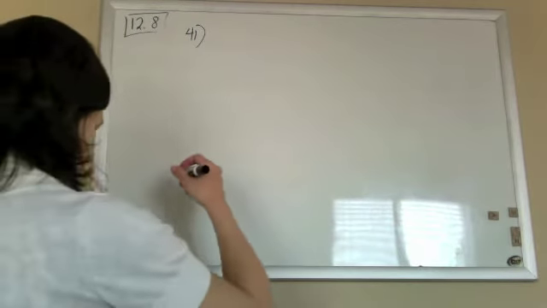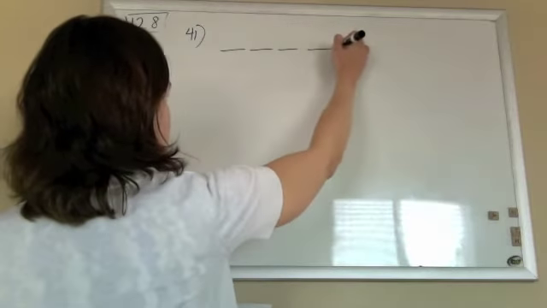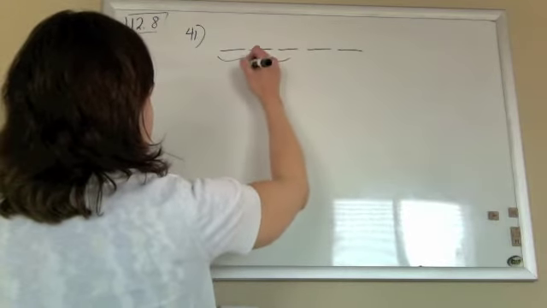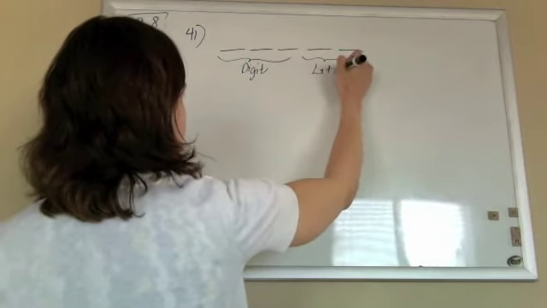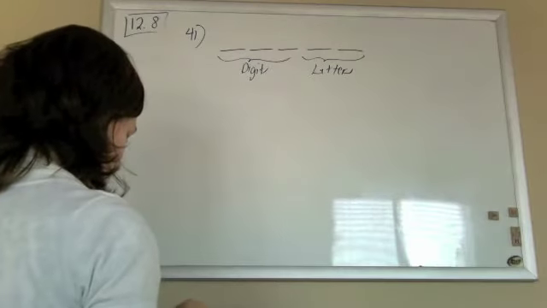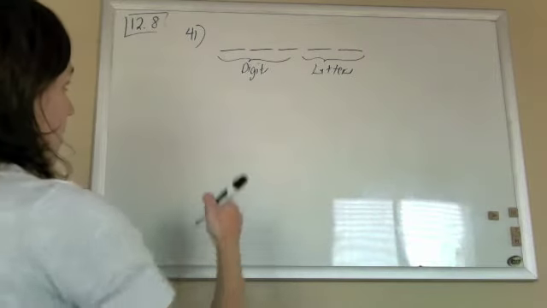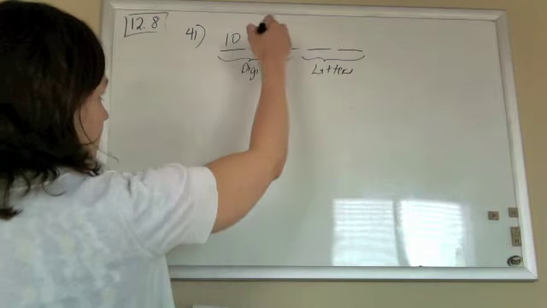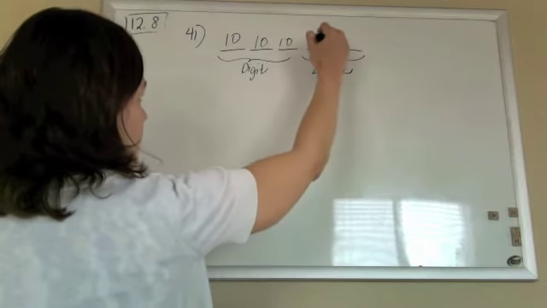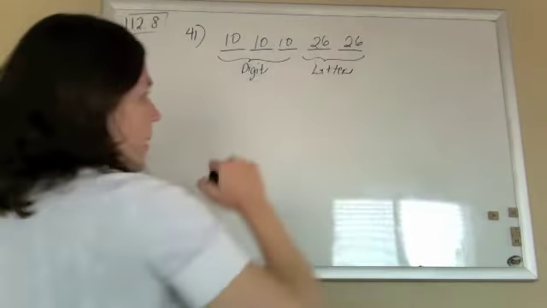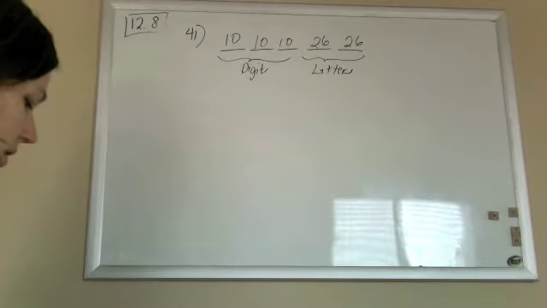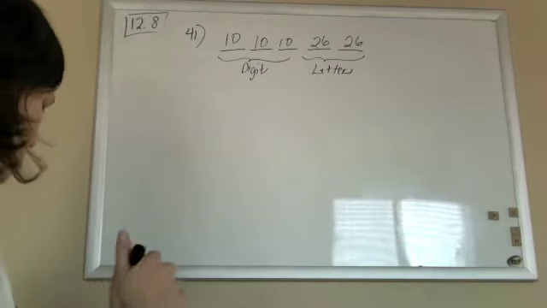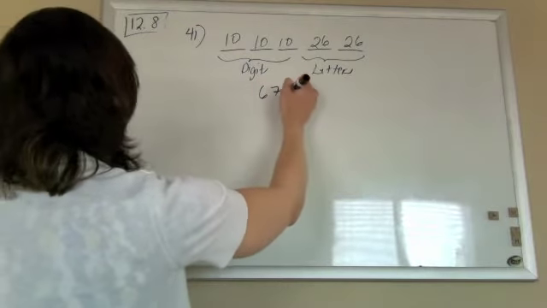So we have 3 digits and 2 letters. So digits and letters. And we're allowed to repeat. So there are 10 possibilities for each one of our digits and 26 possibilities for each letter. So just multiply those all together, 10 times 10 times 10 times 26 times 26, and you get 676,000.